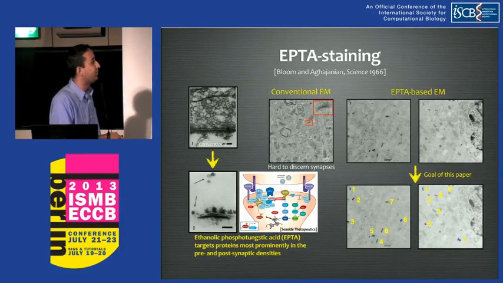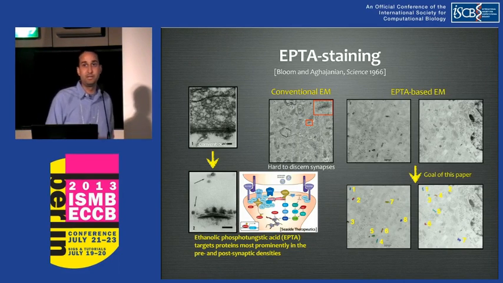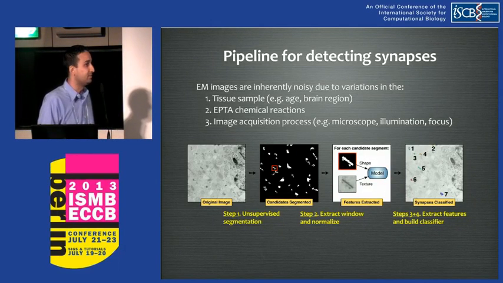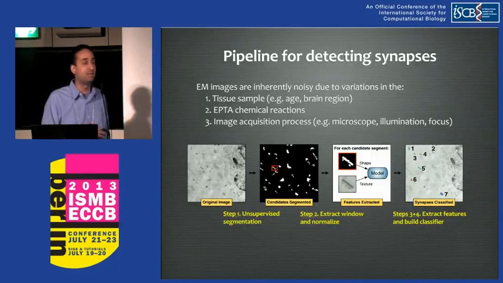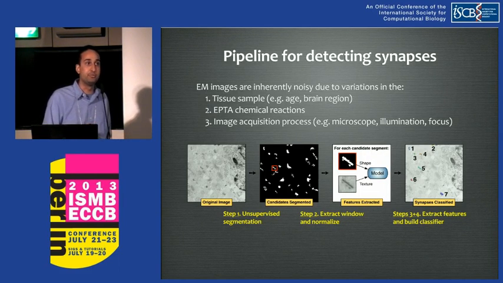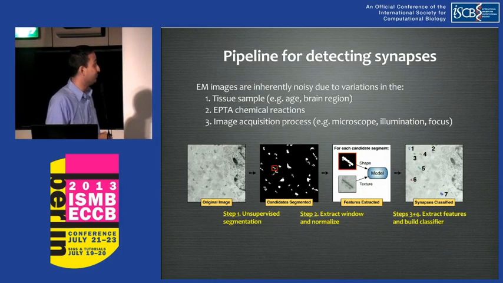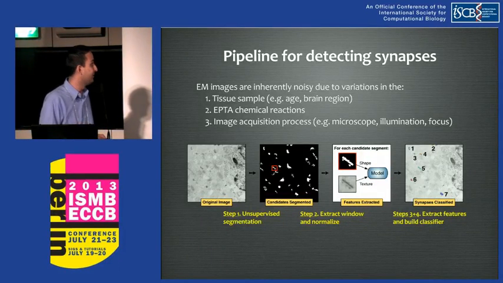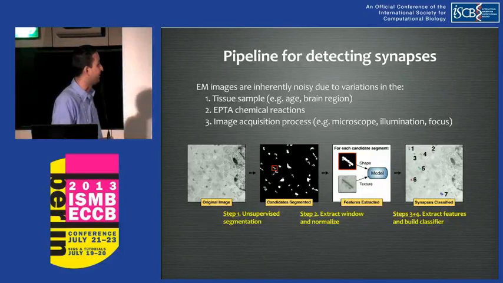Okay, so I'm going to talk now about how we go from these original raw images to these automatically classified images. The main challenge is that despite the fact that you're specifically staining the synapses, there's a lot of variation across samples. This variation could be due to biological variation in the tissue, in the age, or the particular brain region you're looking at. It could be variation in the actual chemical reactions of this technique. It could be variation in the image acquisition process: the type of microscope you use, the illumination, the focus. I'm going to walk you through four standard steps in our classification pipeline, on how we go from these original images to the classified step.